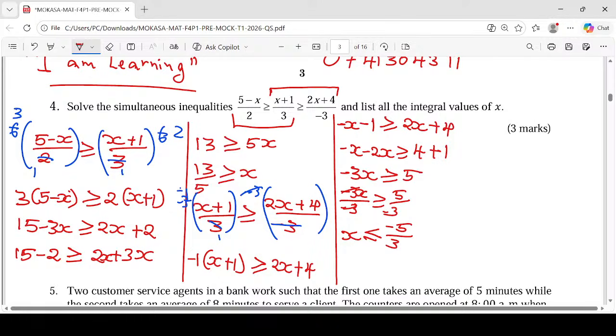The reason being, with this one here, that is the 13 over 5. Remember that 13 over 5 can be written as 2.6. So when we say that 2.6 is less than x, that is very, very correct. Now my major concern is at this other particular point.